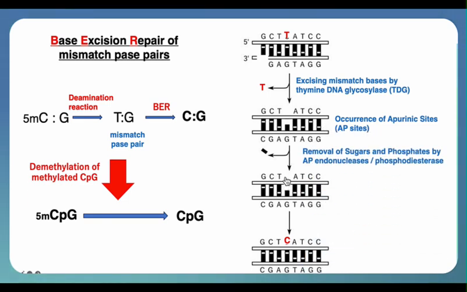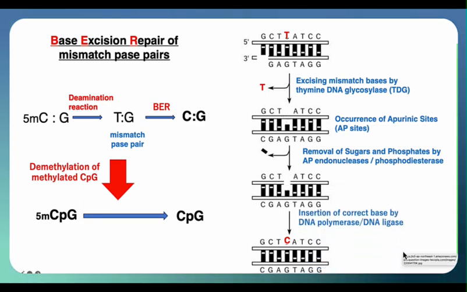After AP endonucleases and phosphodiesterases remove the phosphate group and sugar, DNA polymerase and DNA ligase insert deoxycytidine monophosphate, dCMP. This process effectively demethylates the methylated CpG to an unmethylated CpG. This mechanism demonstrates how the cell actively removes methyl groups from DNA through a series of enzymatic reactions, ultimately restoring the original cytosine base.